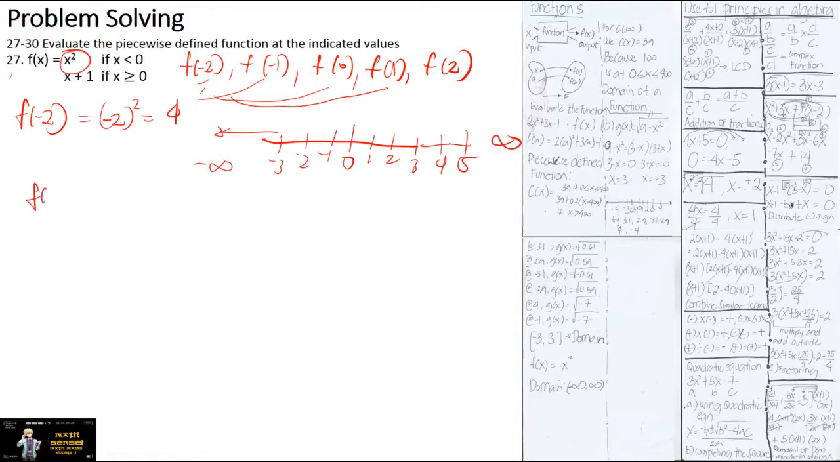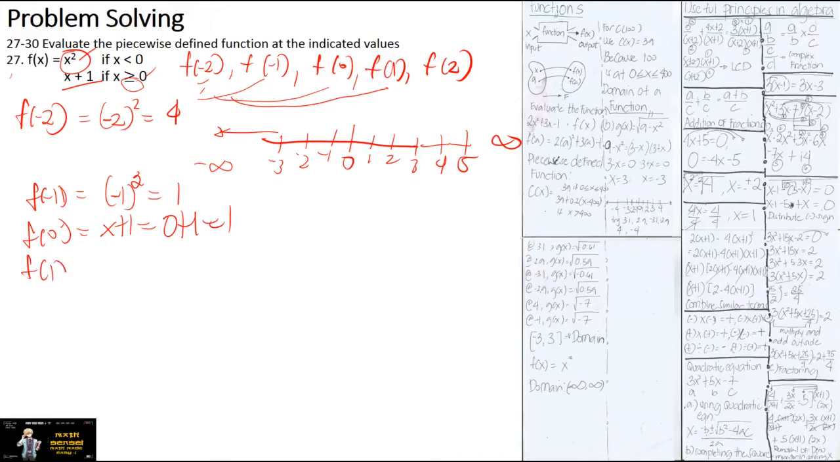Next. So, f of negative 1. Is negative 1 less than 0? Yes. So, ito pa rin. Ito pa rin yung gagamitin natin. So, that's negative 1 squared. That will be 1. Next. f of 0. So, is 0 less than 0? No. Is 0 greater than or equal to 0? Yes. Hindi siya greater than 0, pero equal siya kasi 0 is equal to 0. At meron kang equal sign na nakikita dyan. So, ito yung pipiliin mo. So, x plus 1 is equals to, substitute mo yung nandito sa x, so that will be 0 plus 1 equals 1.